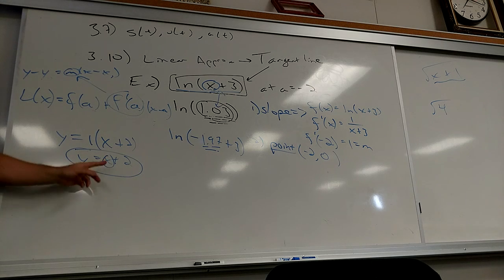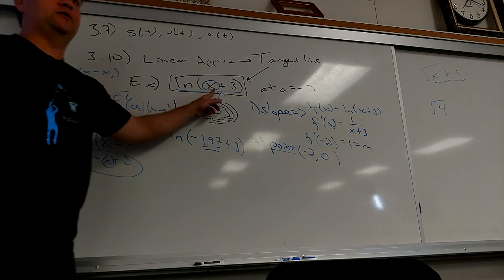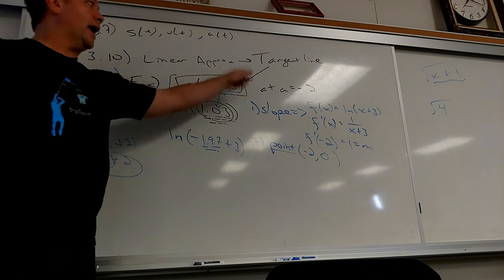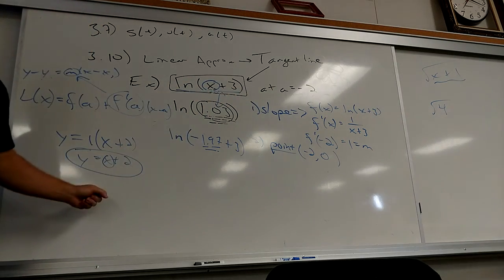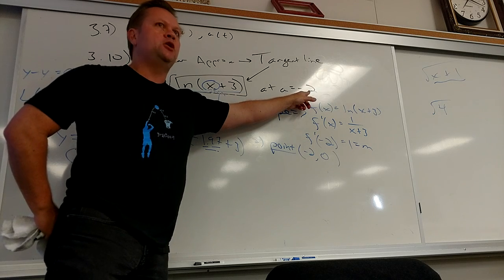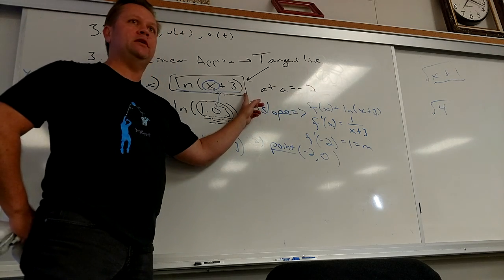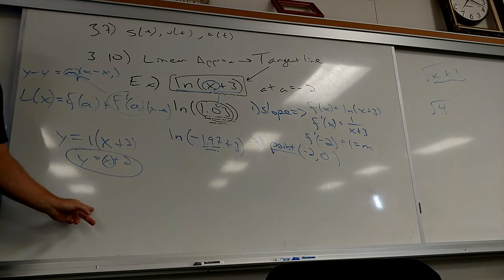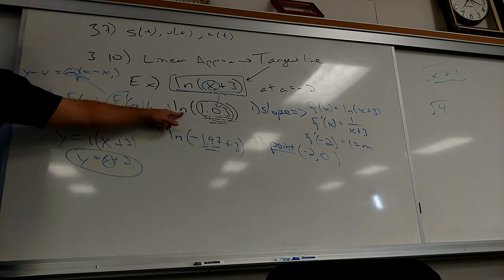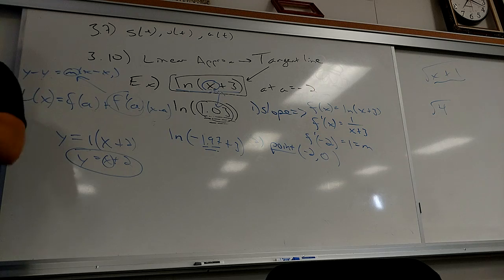Let's check it. At negative 2, what do I get here if I put a negative 2 in? You get 0. And what do you get when you put a negative 2 in here? Natural log of 1, which is 0. So at that point, they perfectly agree. As long as you don't go very far away from this point, your output should be close to the outputs of this, using this instead. So if you do natural log of 1.03 in your calculator, what do you get?